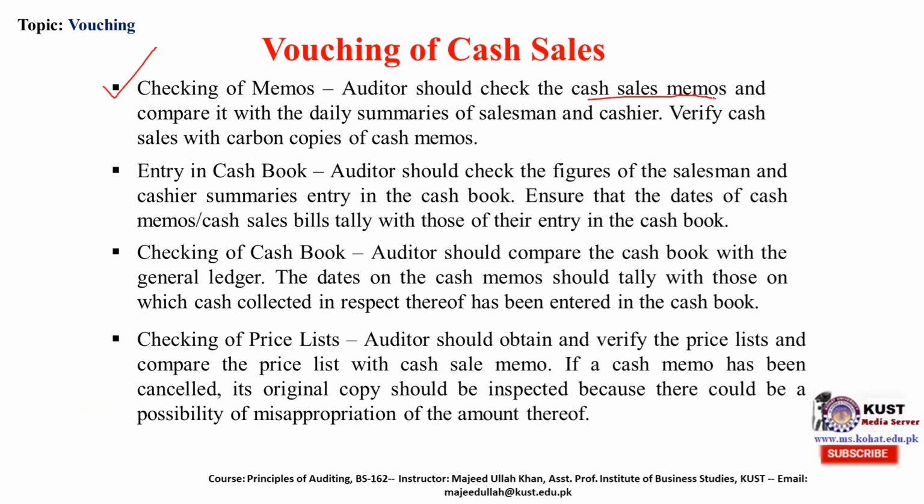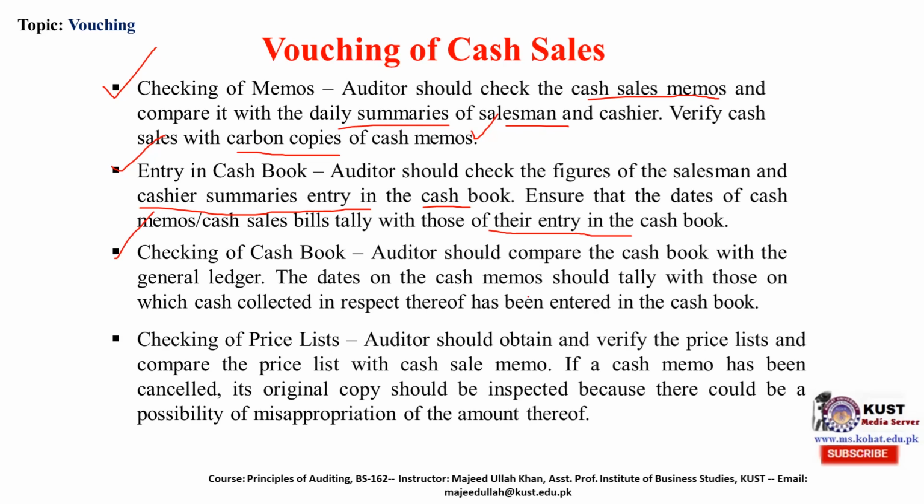Auditor should check cash sale memos and compare them with the daily summaries of the salesman and cashier. Verify cash sales carbon copies with the cash memo. Entry in a cash book: auditor should check figures of the salesman and cash summary entry in the cash book. Ensure that the dates of cash memos and cash sale bills tally with those of their entry in the cash book.